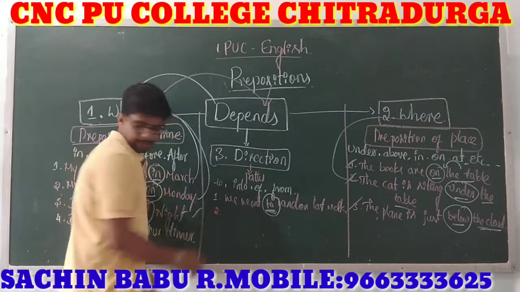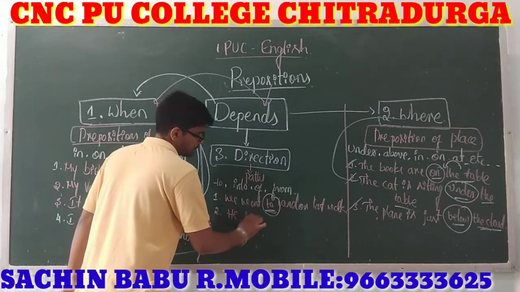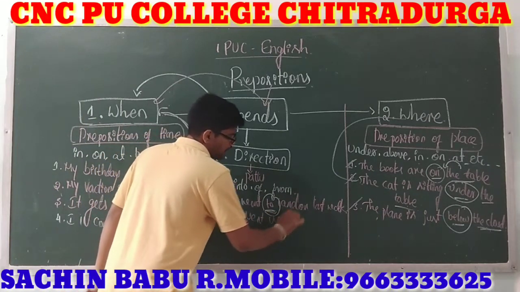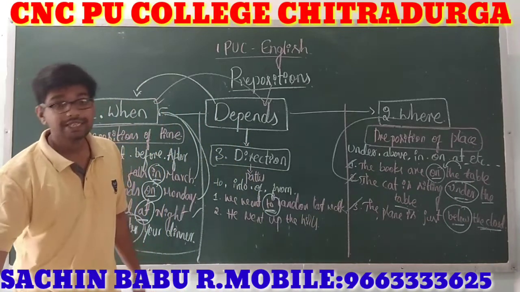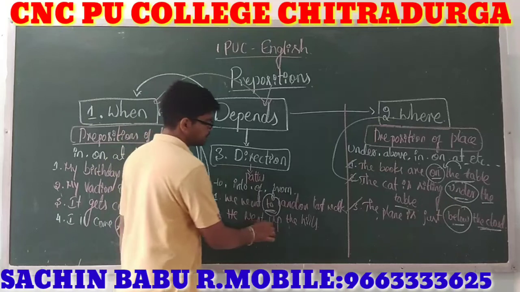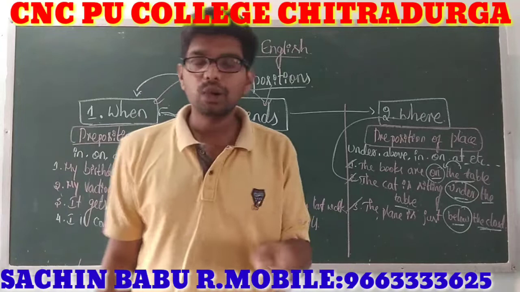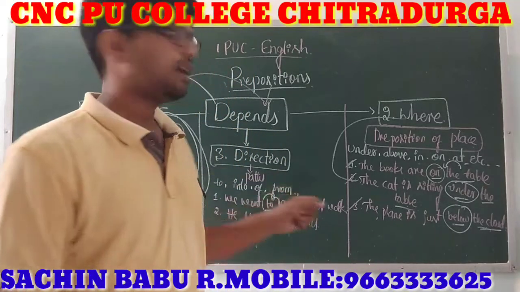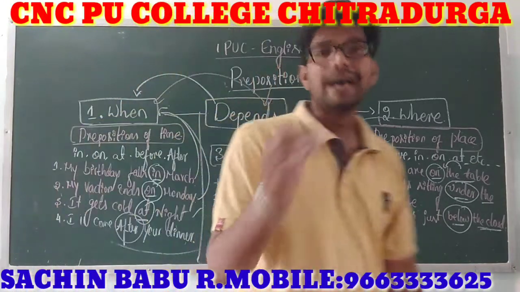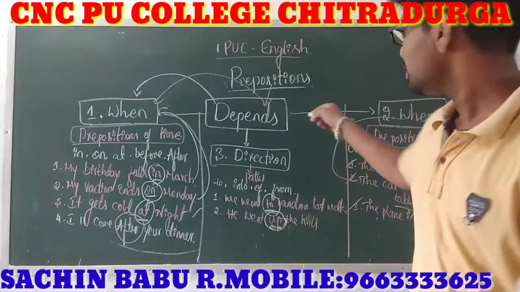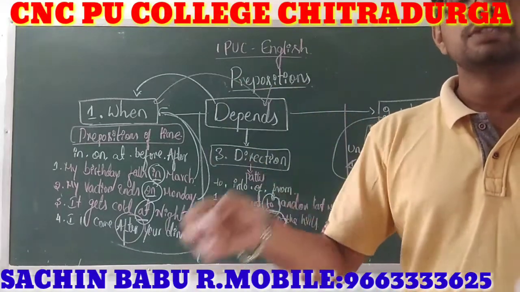And the second example for this one: he went up the hill. So where did he go? He went up the hill. Got it? Where did he go? He went up the hill. Where? Up the hill. That is what it shows. Its direction. This is called a preposition that depends upon the direction, that is the path.